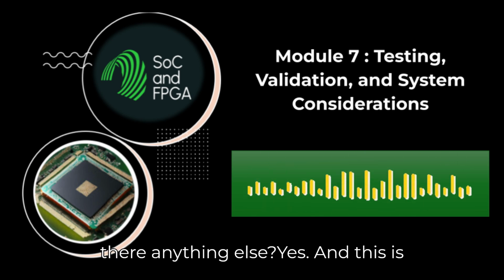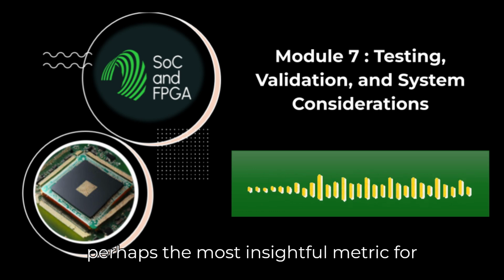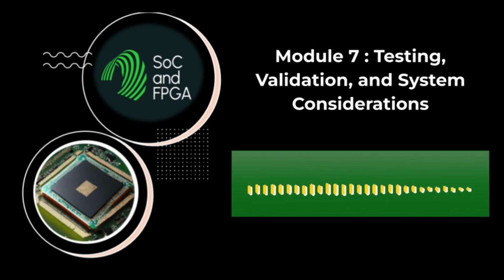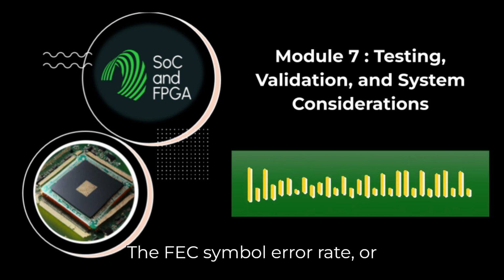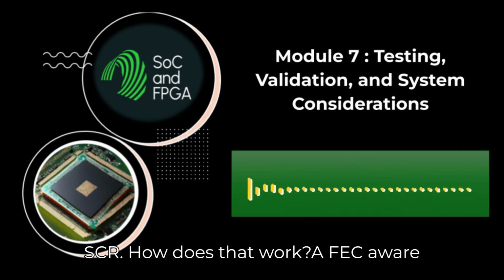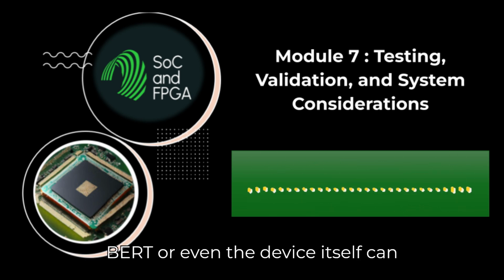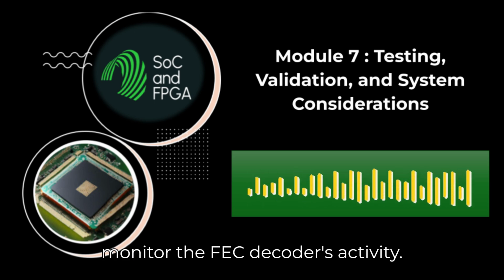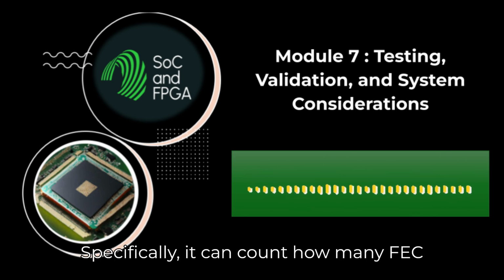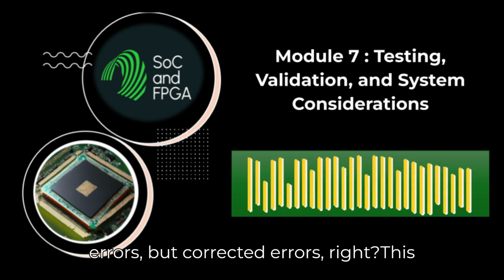Is there anything else? Yes, and this is perhaps the most insightful metric for understanding link health in real time. The FEC symbol error rate, or SEER. How does that work? A FEC-aware BERT, or even the device itself, can monitor the FEC decoder's activity. Specifically, it can count how many FEC symbols are being corrected. Not just errors, but corrected errors.